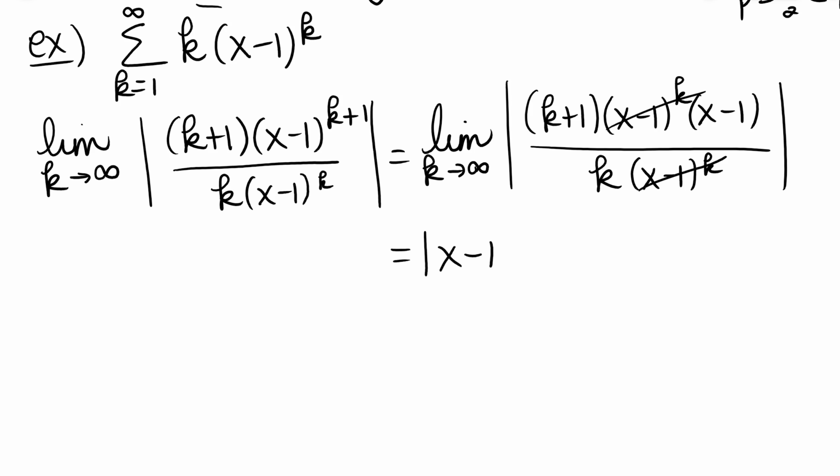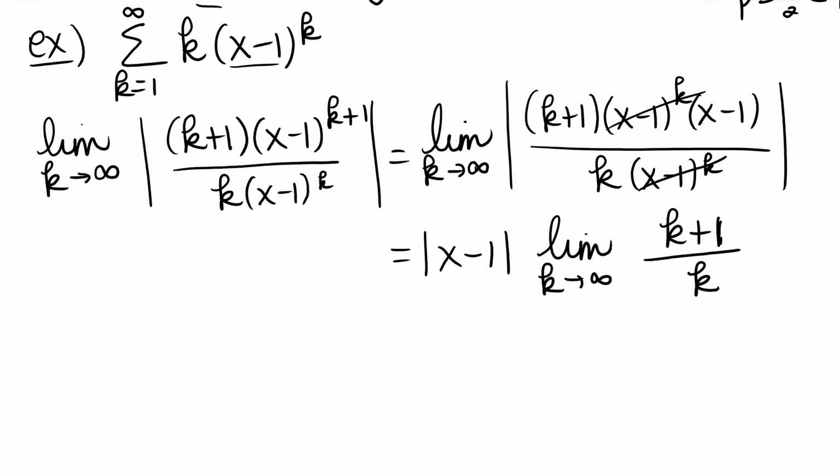I have the absolute value of x minus 1 times the limit as k approaches infinity of (k plus 1) over k. As long as this number right here is less than 1, we'll be good. This one goes to 1 again, I have k plus 1 over k, so this tricked me a little bit. So I have the absolute value of x minus 1 is less than 1.